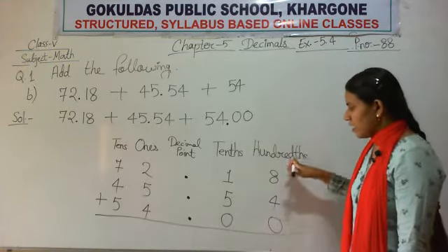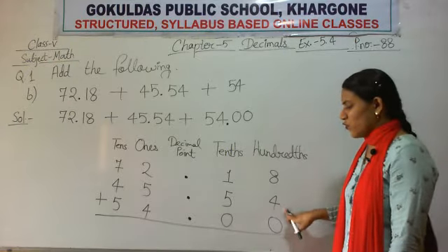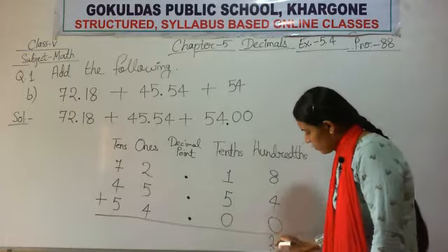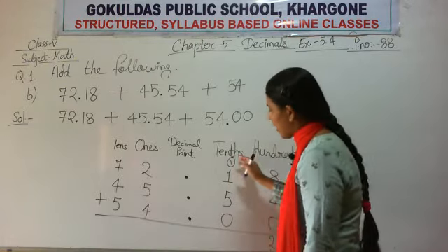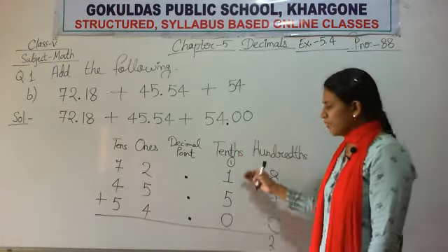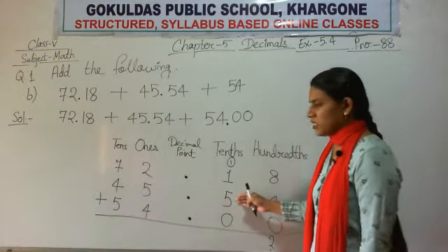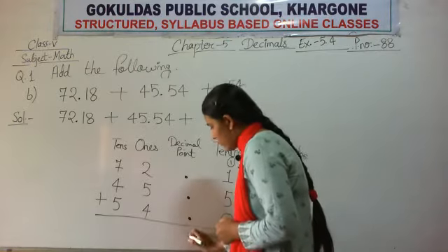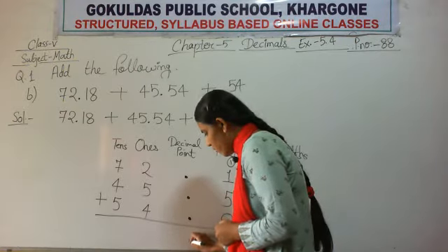Add the digits in the hundreds column. 8 plus 4 plus 0. 8 plus 4 is 12. So 2 here, 1 carry forward. Now add the digits in the 10th column. 1 plus 1 is 2. 2 plus 5 is 7. Now the decimal point we found, so write a decimal point.